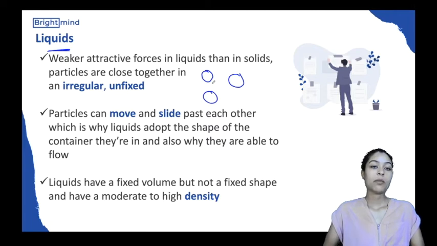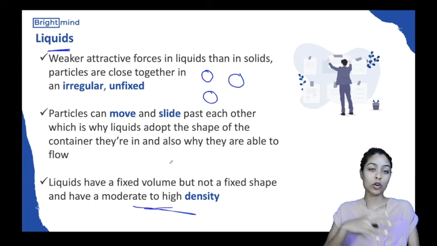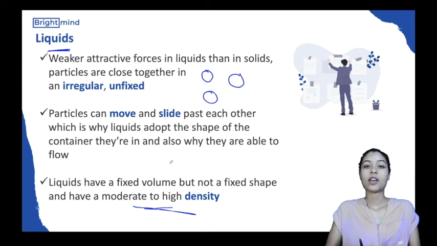They are also able to move and slide past each other, and this is why liquids take the form of the container in which they are placed. Also why liquids are able to flow. So liquids have a fixed volume, however they don't have a fixed shape because they take the shape of whichever container they are in, and they have a moderate to high density. So they have a density lower than solids, however they have a density greater than gases.